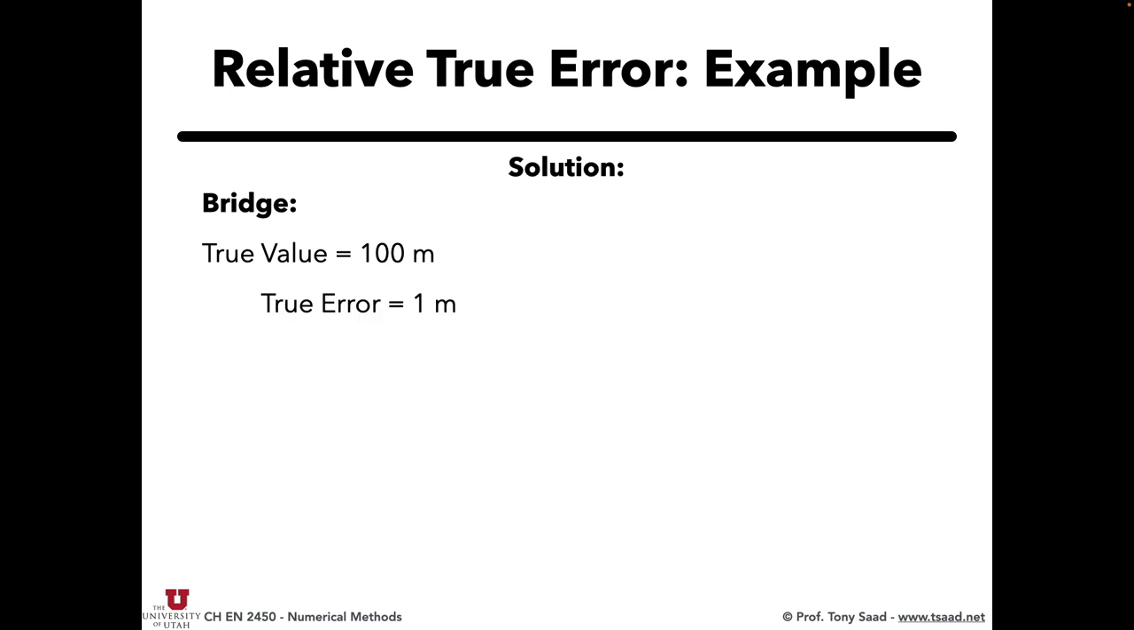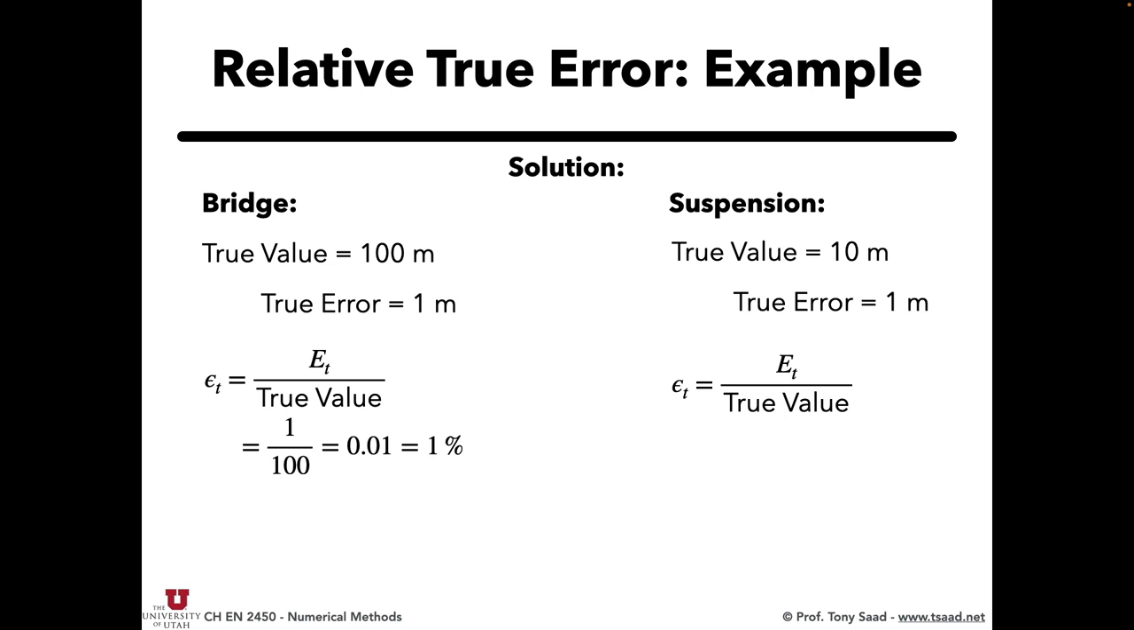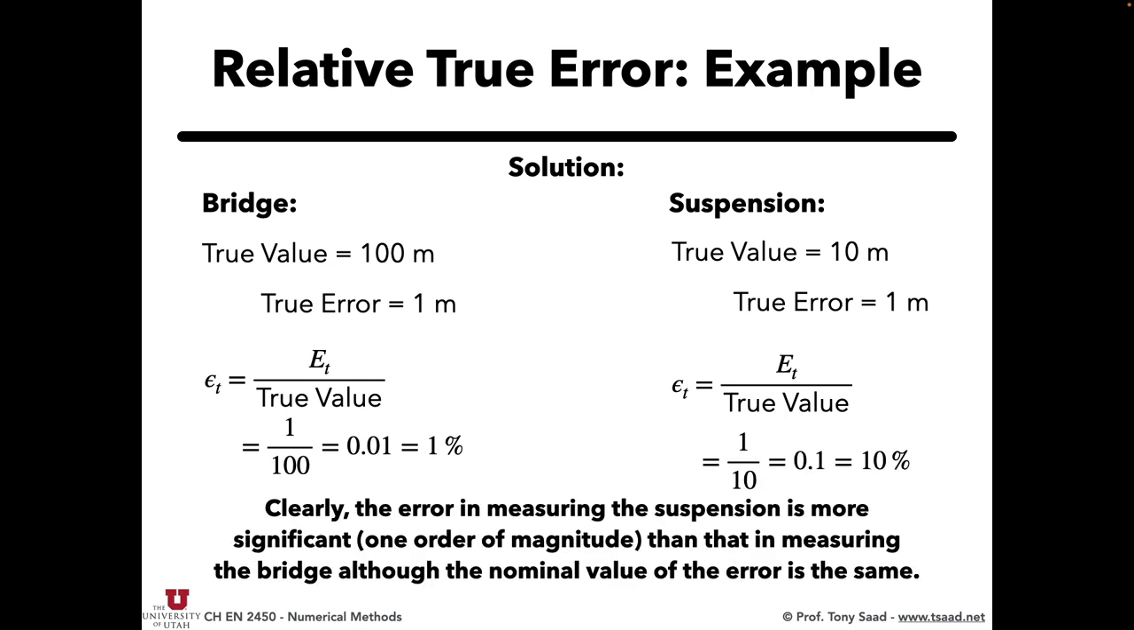So, here's how I would do it. True value for the bridge is 100 meters. True error is 1 meter. And the relative true error is 1%. And for the suspension, true value is 10 meters. True error is 1 meter, and then the relative error is 10%. So then the error in measuring the suspension is more significant than the error in measuring the bridge, okay?